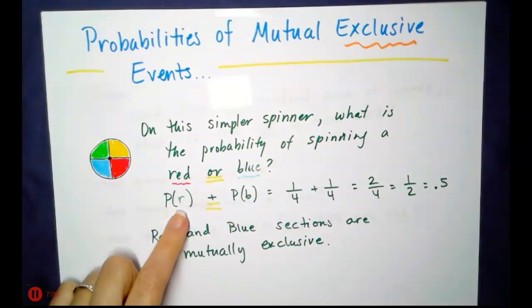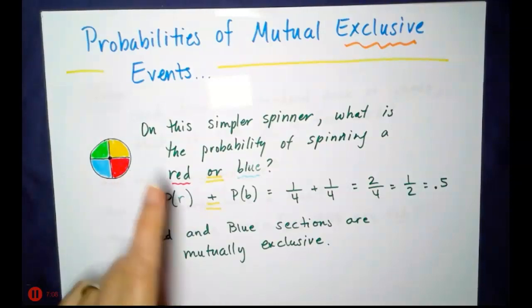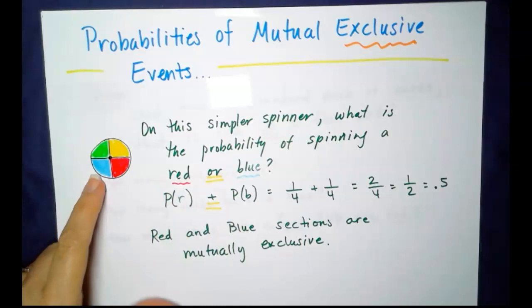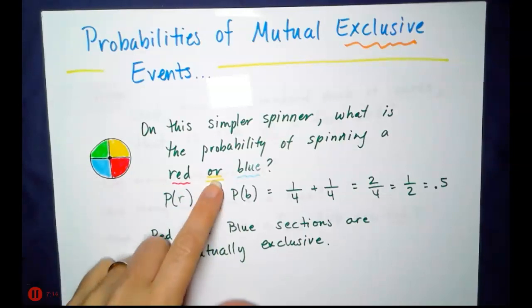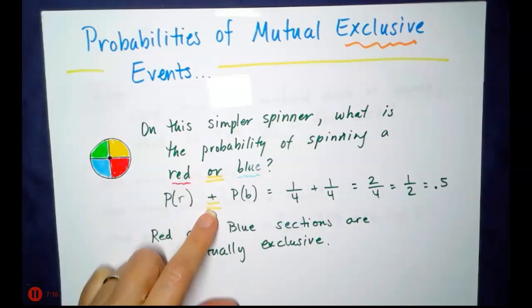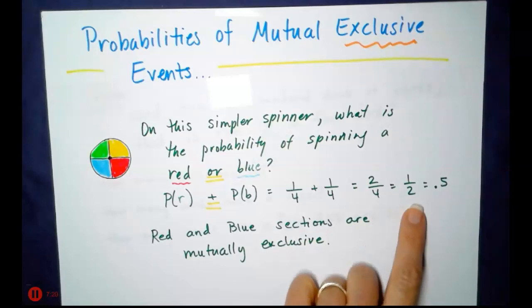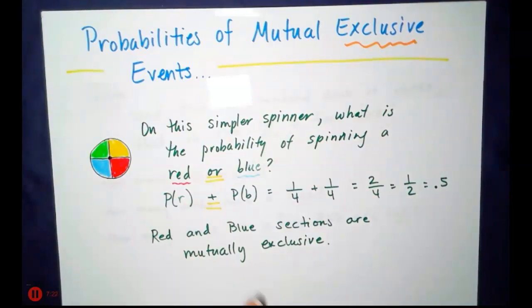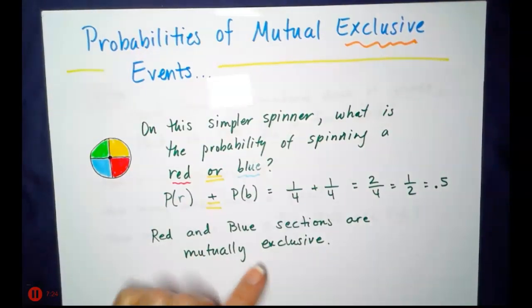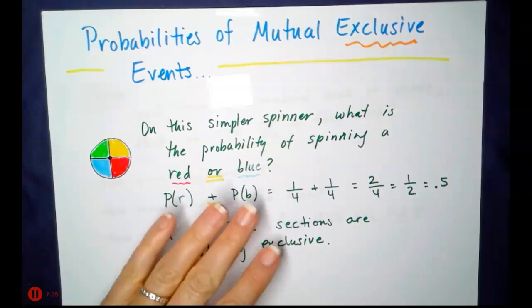So the probability of spinning a red is 1 out of 4. The probability of spinning a blue is 1 out of 4. So to get the probability of spinning a red or a blue, we're going to add those two probabilities together. 1/4 plus 1/4 equals 2/4, 1/2, 50%. Red and blue sections are mutually exclusive.